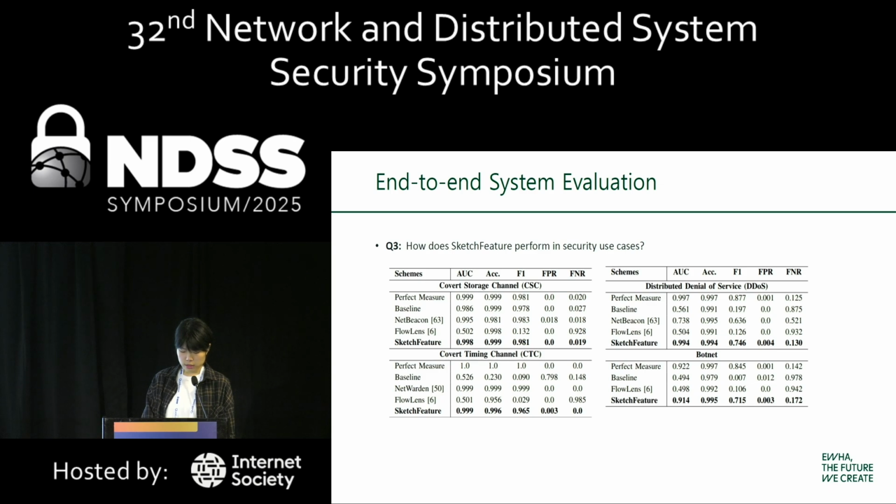Lastly, we tested attack detection using extracted feature distributions across multiple security use cases, including covert channel, DDoS, and botnet detection. The results show that SketchFeature produced feature distributions closest to the perfect measurement, proving its superior detection performance in AUC, accuracy, F1 score, false positive rate, and false negative rate.